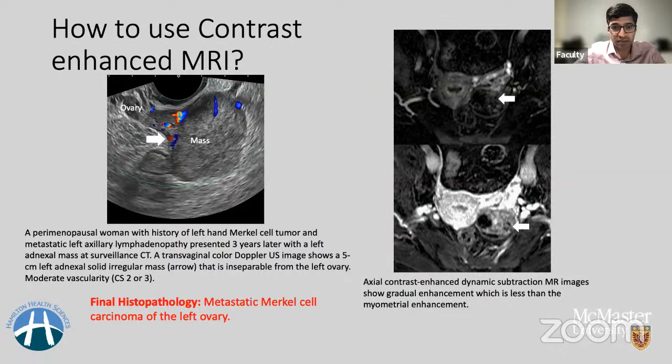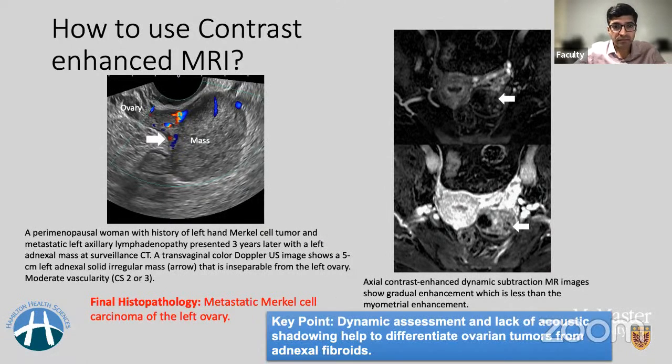In this case, the final diagnosis was Merkel cell carcinoma. It's kind of a very atypical appearance. However, they can arise anywhere, and this patient had a history of previous excision in the left axilla and chest wall. Dynamic assessment and lack of acoustic shadowing in this case definitely help differentiate ovarian tumors from adnexal fibroids. So remember that, don't walk into this kind of pitfall, and use your dynamic assessment with ultrasound as well.